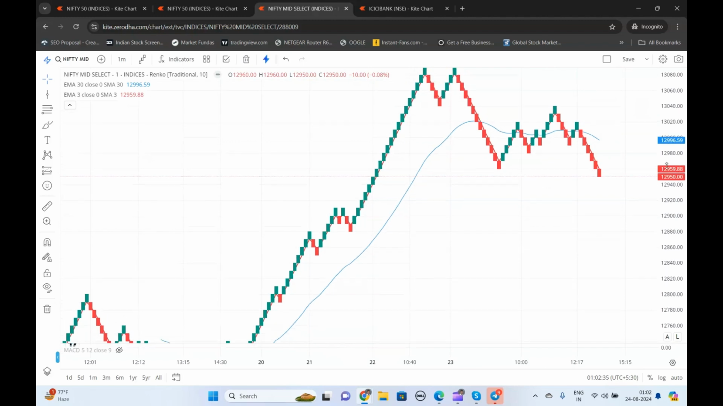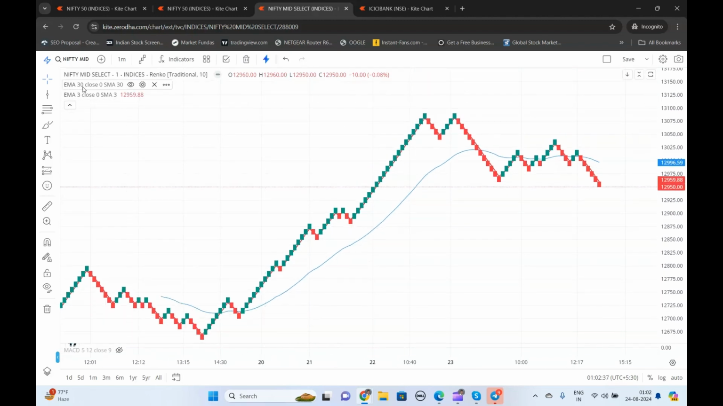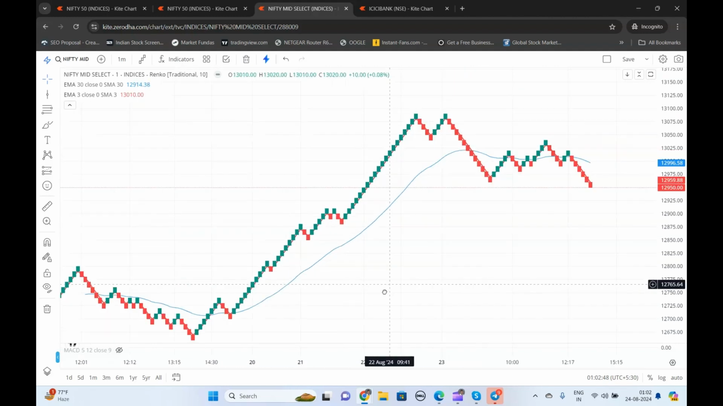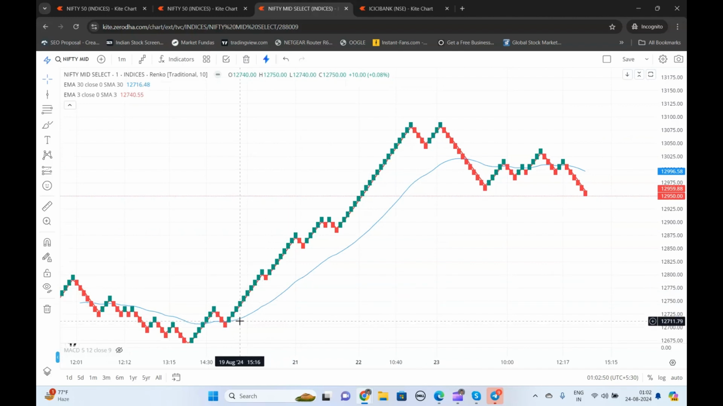We can go with this 3 EMA and 30 EMA. The 3 EMA is the red line you can see here, and the 30 is the blue one. Whenever the 3 EMA crosses the 30 and goes up, go long. When it comes back and crosses the blue line, that is the 30 EMA, square off your position.